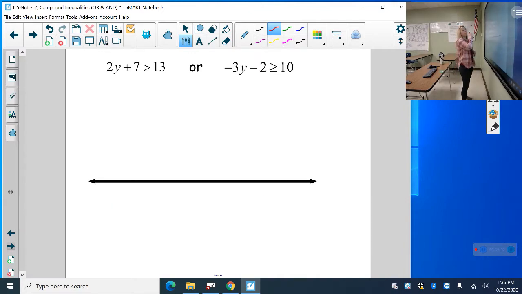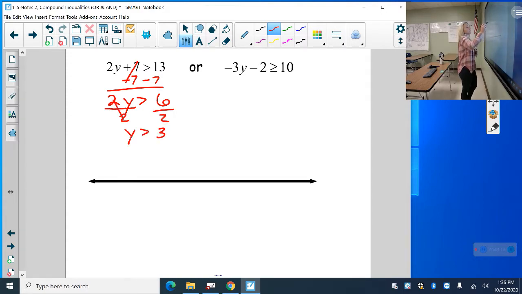Let's go ahead and solve this one. We have 2 inequalities with an or. That means we have 2 going in opposite directions. I'm going to subtract 7. So I have 2y is greater than 6. Divide by 2. I have y is greater than 3.